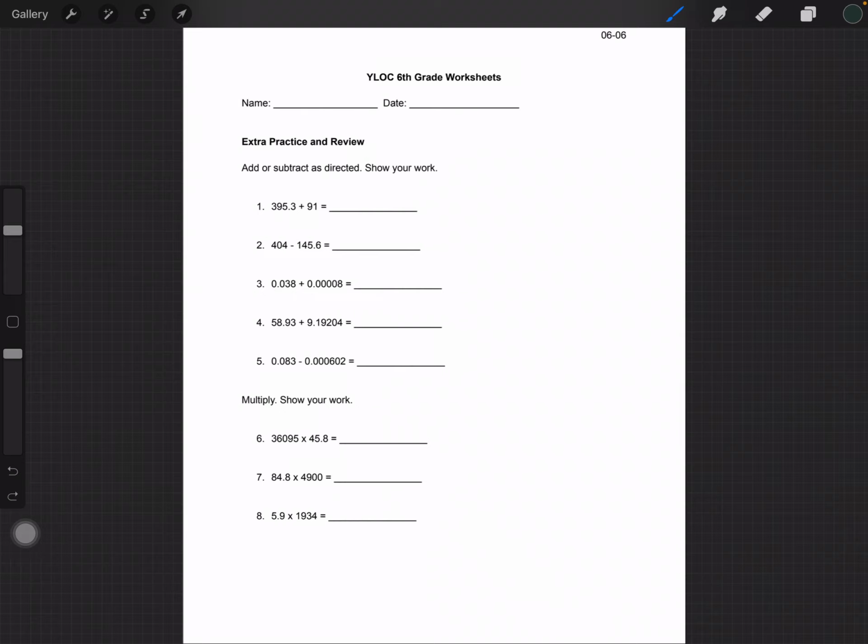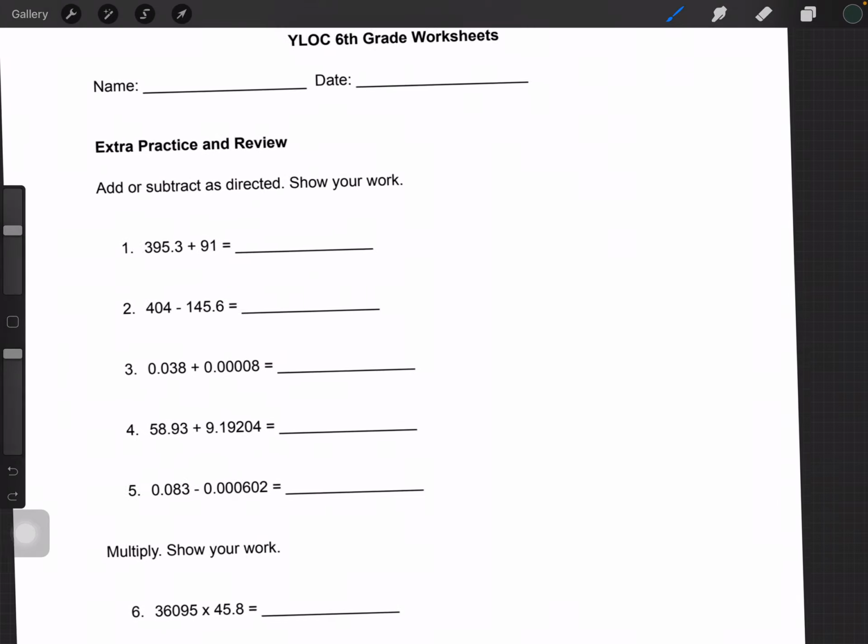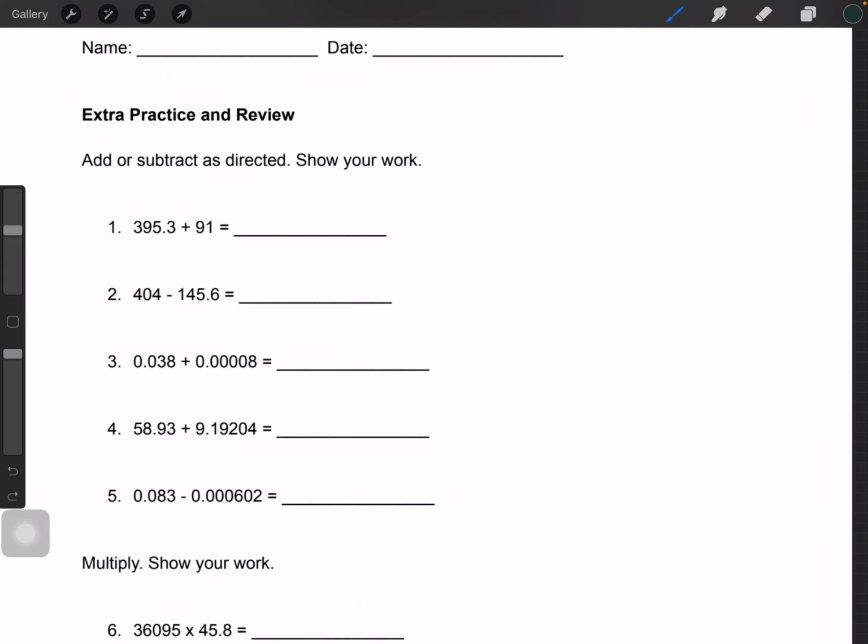The first worksheet that you should have says extra practice and review. It says add or subtract as directed and to show your work. So we'll go through a few of these problems. Number 1 says 395.3 and you want to add 91. Make sure you line up the decimal points.